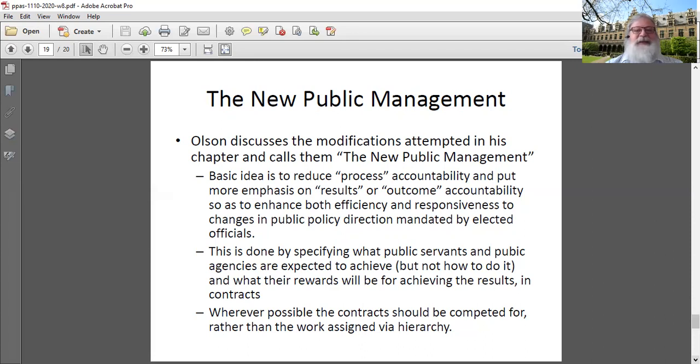And the Olson article discusses the modifications attempted according to one approach called the new public management. The basic idea of the new public management is to reduce process accountability and put more effort and emphasis on results or outcome accountability so as to enhance both efficiency and responsiveness to changes in public policy direction made by elected officials. So we're going to focus not so much on doing things according to a correct process and put more emphasis on getting the correct answer, on getting results, on achieving the goal.